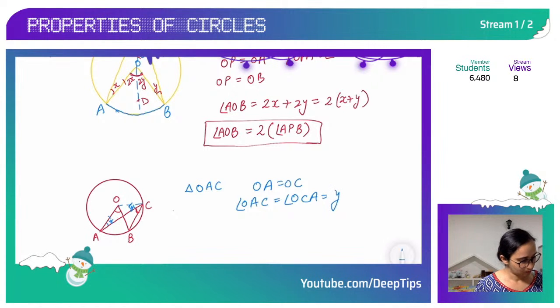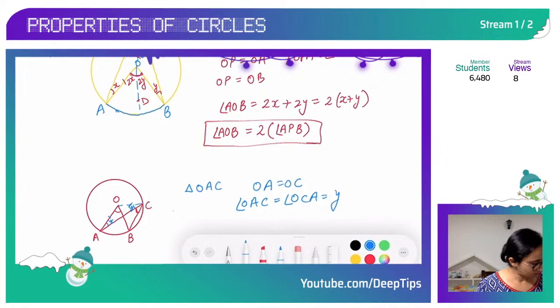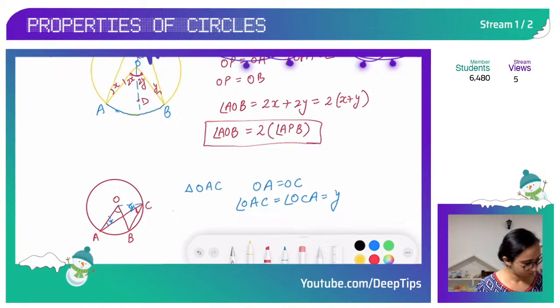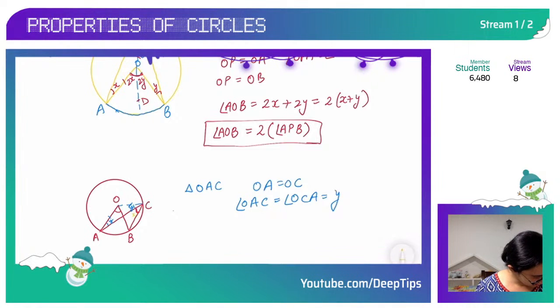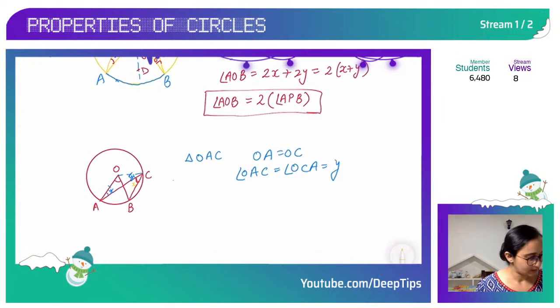Right. Now I need to mark something, this angle BCA also. Let's say this is angle X. Now when I'm saying this angle is X, I told you there is another isosceles triangle. Which triangle is that? Triangle OCB, right? So I can clearly see this complete angle OCB is X plus Y.